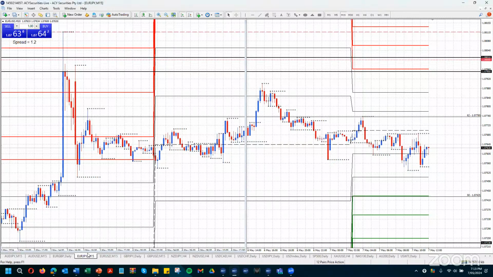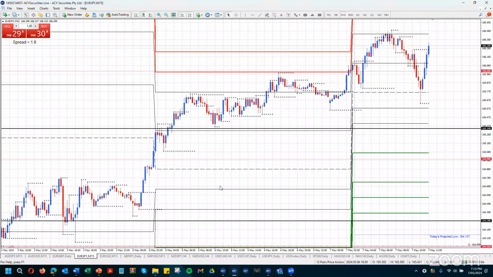Euro yen. Now, these yen pairs have turned bullish over the last few trading days. I actually got long the euro yen on Friday and got out today with a 200 pip move. It's a bit difficult with last week.